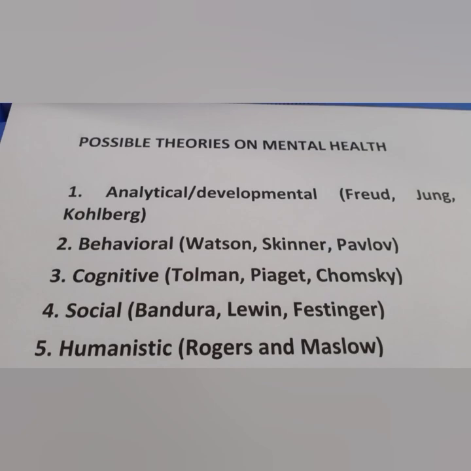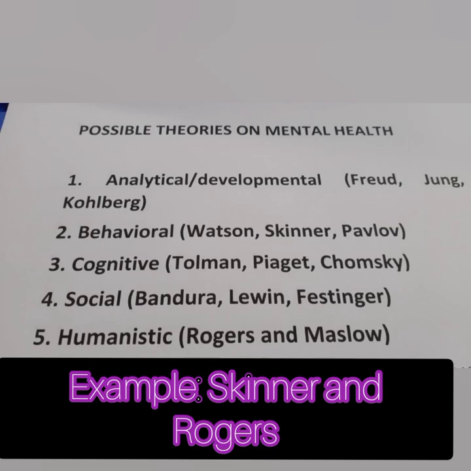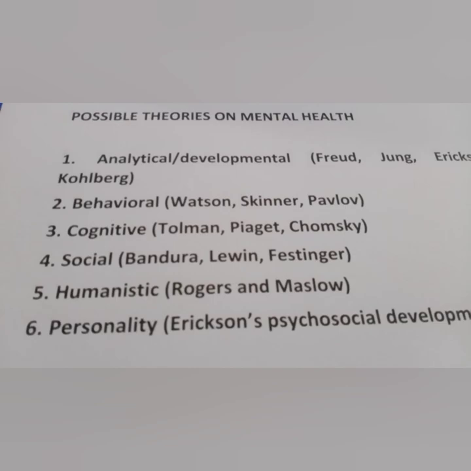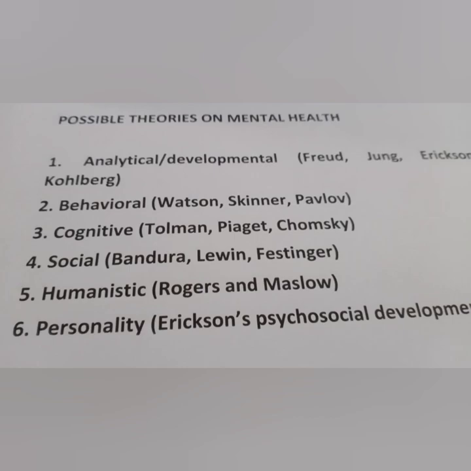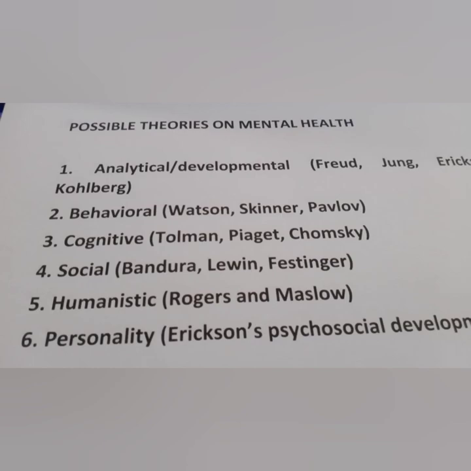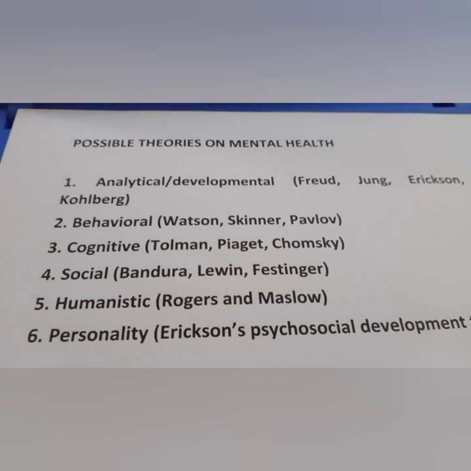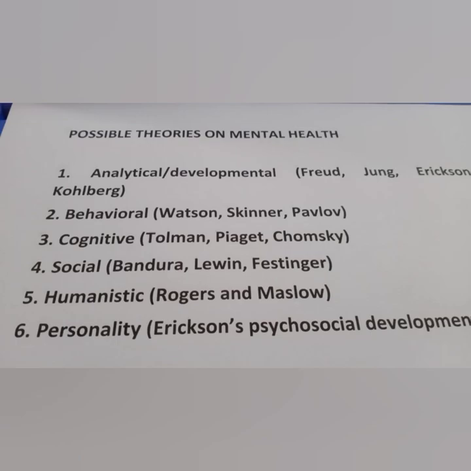Then behavioral by Watson, Skinner, and Pavlov. Third is cognitive by Tolman, Piaget, and Chomsky. Then social, Bandura, Lewin, Festinger, humanistic. Then the last one is personality by Erickson. So out of these theories, I may select two or three. So I may select one from Watson, then from Bandura, and then from Erickson. Okay, so it is not necessary that you will be using all the theories of these experts on the field of mental health. Okay. So now, you're done with your review on related theories.